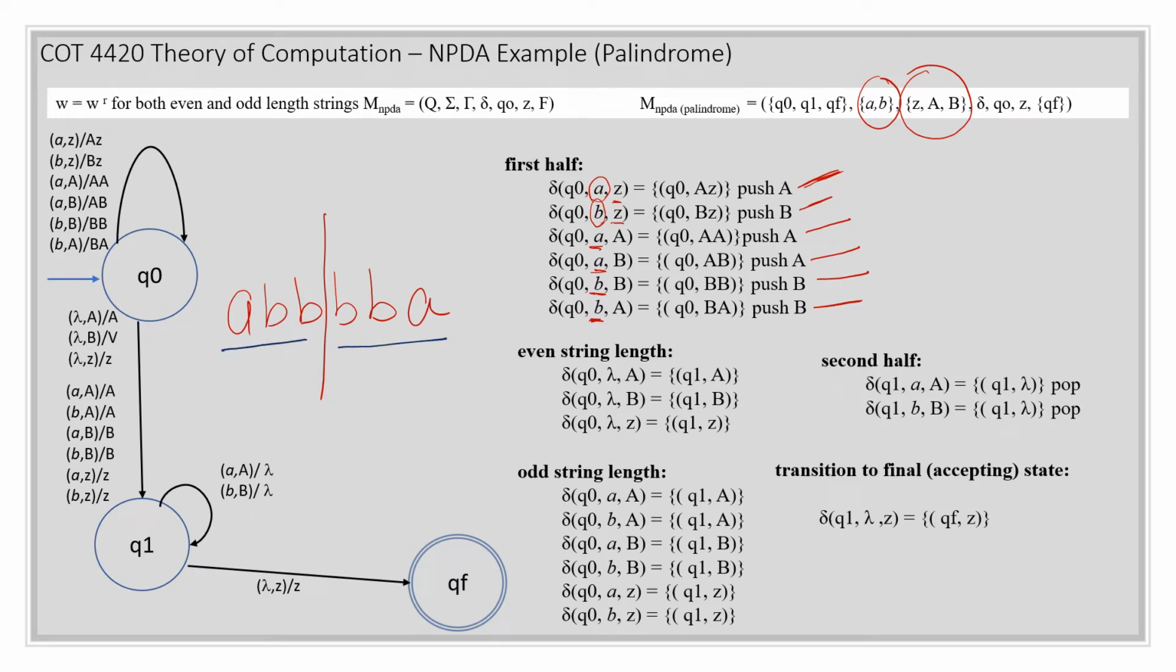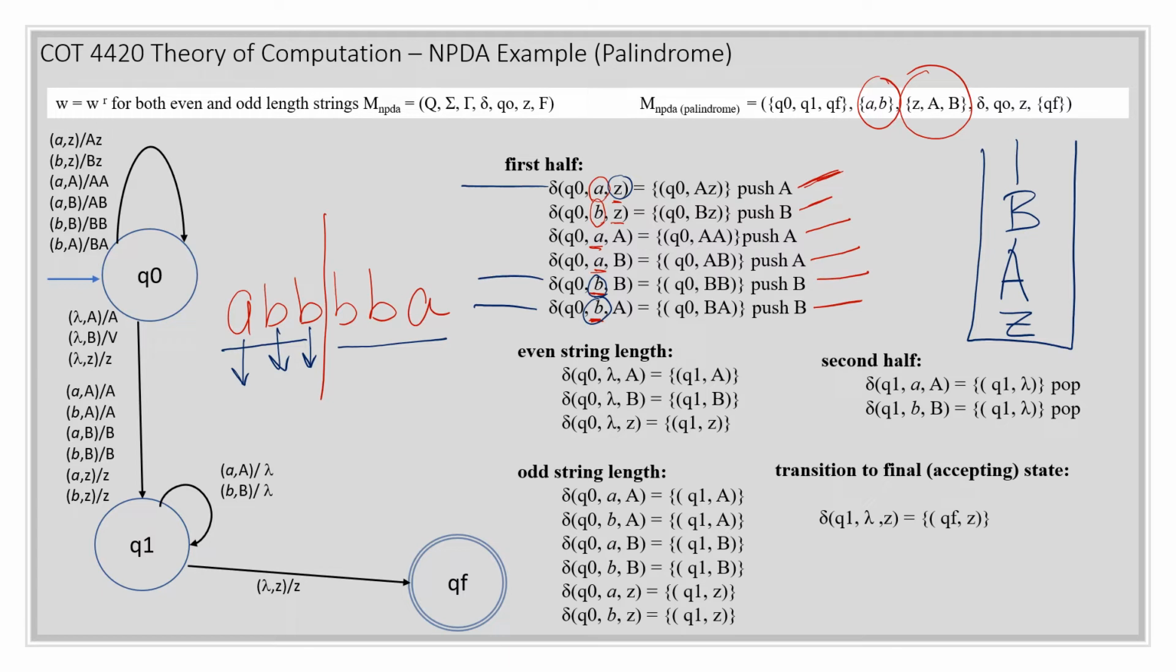So the way that you do that is, here's our stack. We start with the stack symbol, right? So I have an A, and there's a Z at the top, so I'm going to push an A. Then I have a B, so I did this transition right here. Then I have a B, and there's an A on top, so I'm going to push a B. And then I have another B, and there's a B on top, so I'm going to push a B.